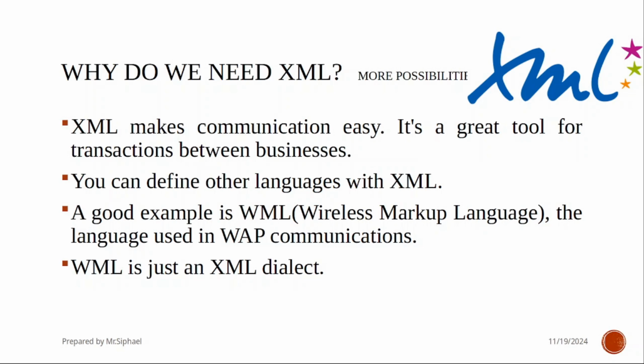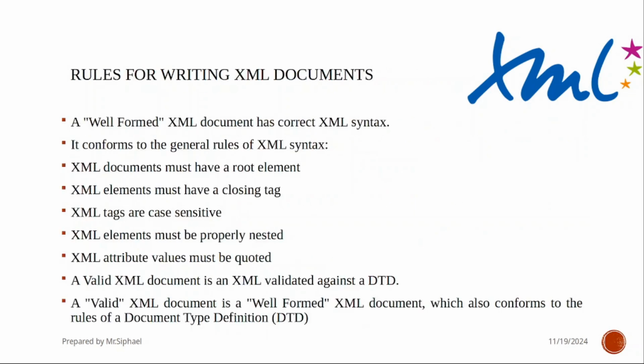You can define other languages with XML. It's a meta markup language, so you can define other languages. A good example is wireless markup language, like I said in the first slide, the language used in WAP communication. It's majorly used in mobile phones. WML is majorly an XML dialect. So with XML, WML was made, derived from it.